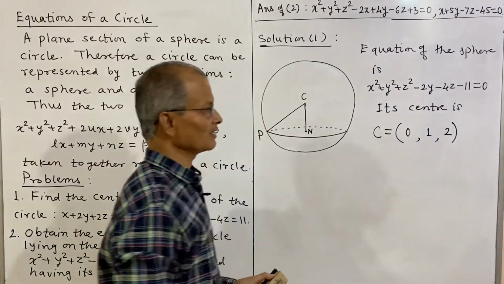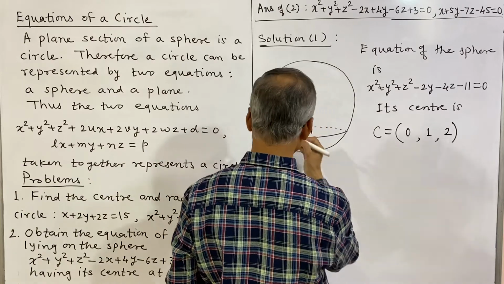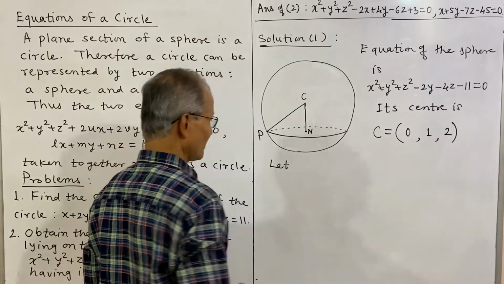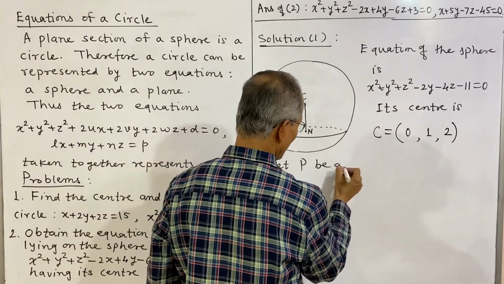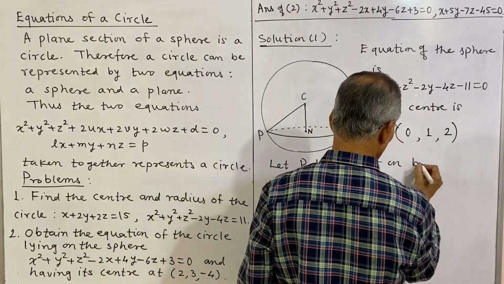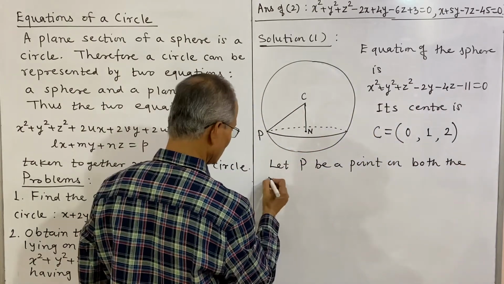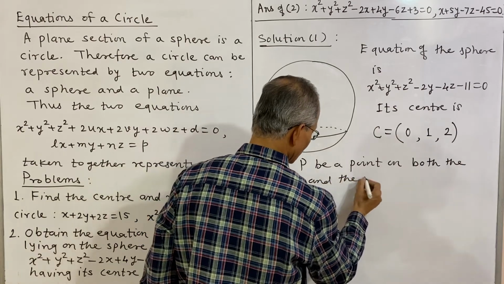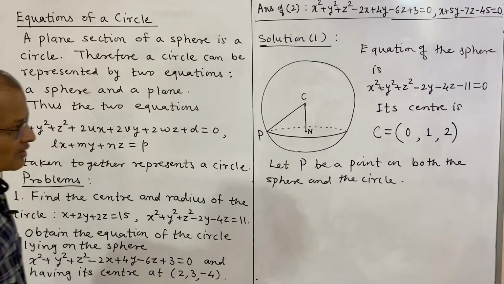So, these are the center's coordinates, and for the radius, let P be a point on both the circle and the sphere, on both the sphere and the circle. See the figure.